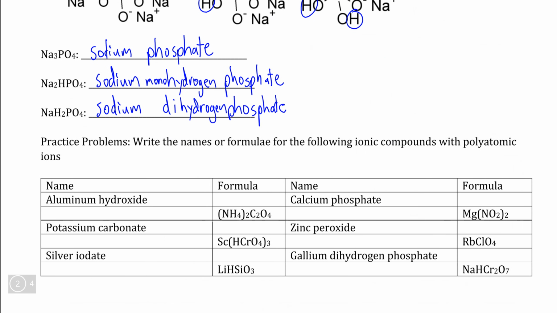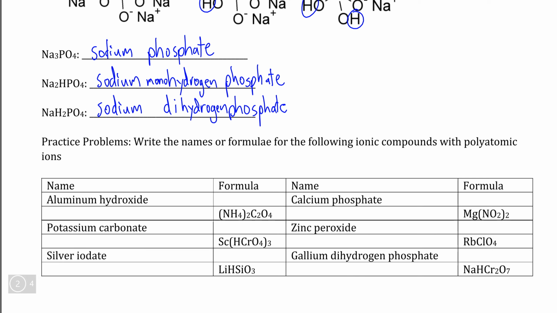Now that you've seen how to name polyatomic ion containing ionic compounds, you can take a look at the practice problems below and see if you can name these compounds here, and you'll notice that some of them can be quite tricky because they have extra hydrogens hiding in their structures here.